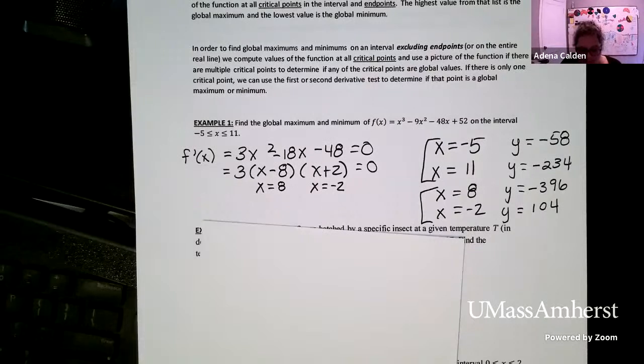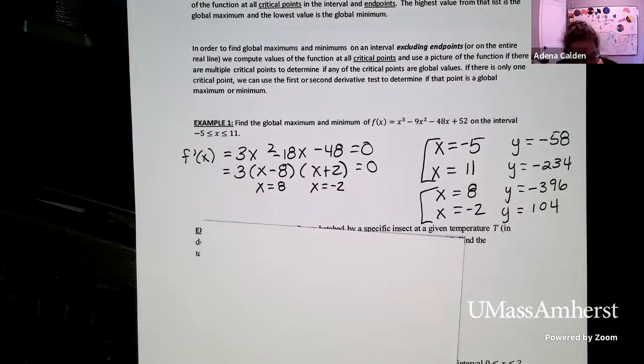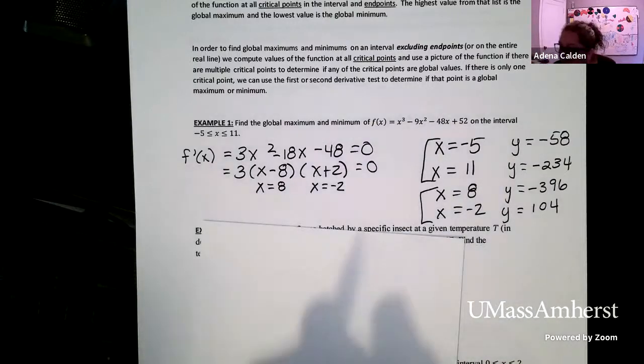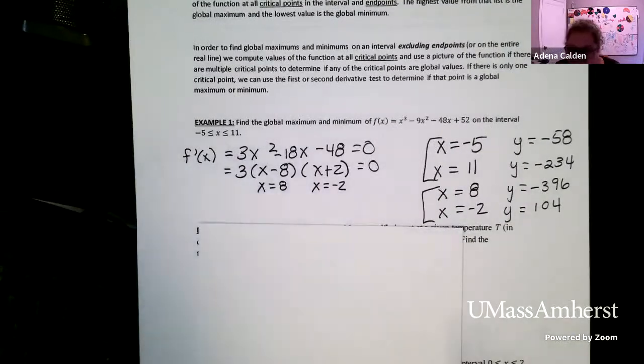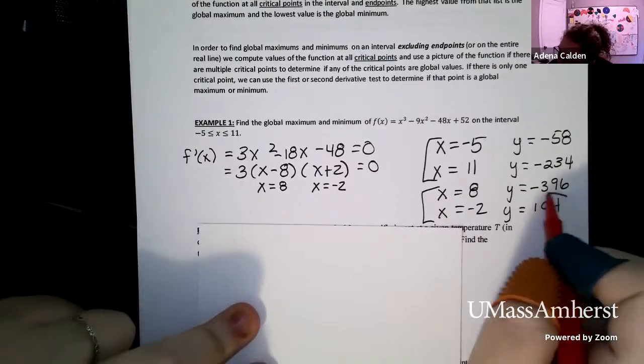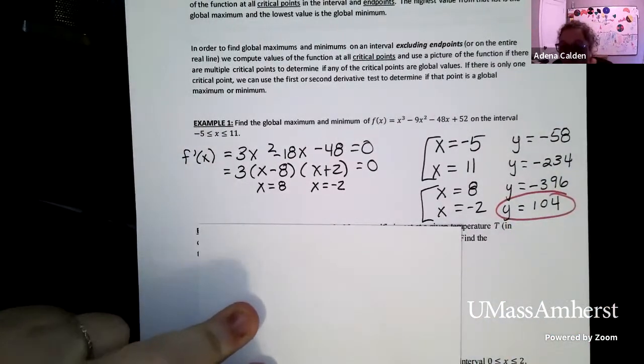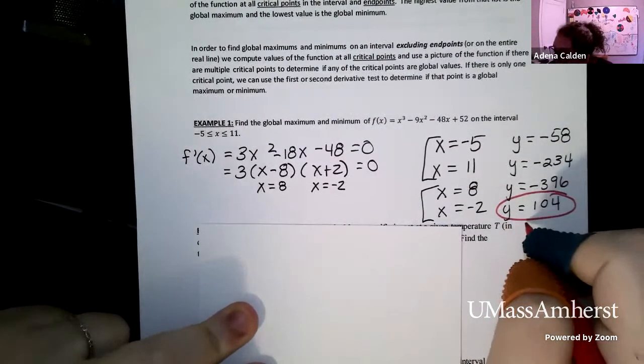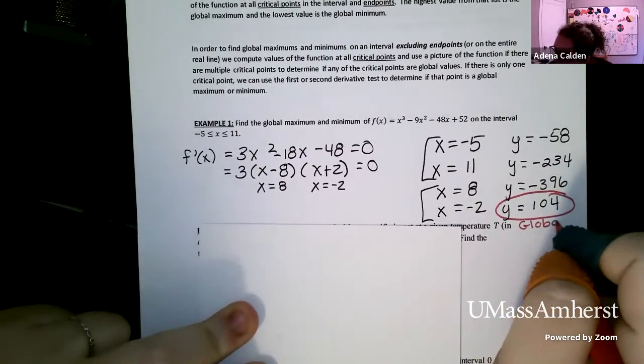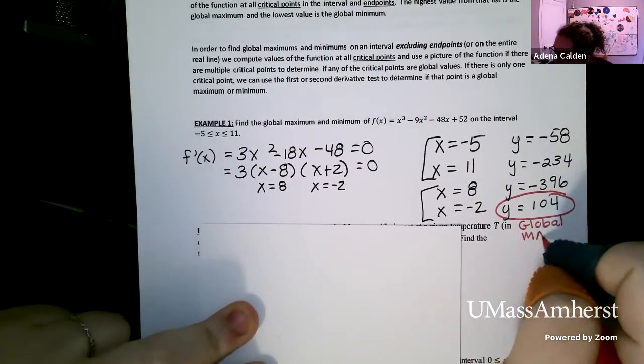So once I have those y values, now I can make a determination about my global maximum and my global minimum. So I'm going to look at my list and I'm going to find the number that is the highest on a vertical number line, right? So positive numbers are going to be higher on the number line than negative numbers. So the largest value here is going to be 104. So my global maximum is 104, okay?